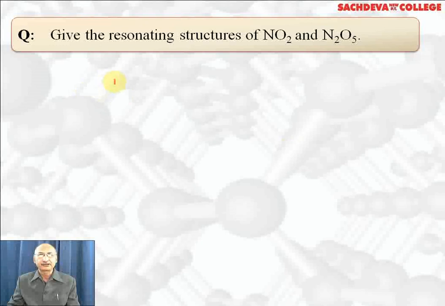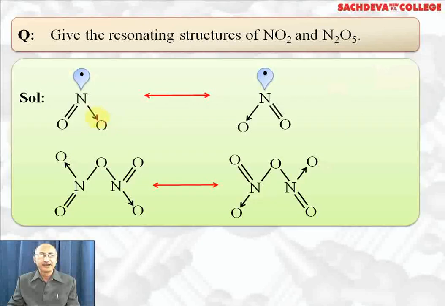Give resonating structure of NO2. NO2 has got one double bond, one coordinate bond and odd electron. So it is called odd electron molecule and that is the reason that it is paramagnetic in nature. This is the other resonating structure of NO2. Here we have coordinate bond, here double bond and one odd electron. N2O4 will be diamagnetic, which is dimer of NO2.